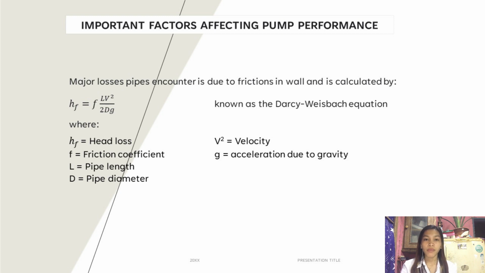Major losses pipes encounter is due to friction in the wall and is calculated by head loss equals the product of friction coefficient and pipe length times velocity squared, divided by the product of two, pipe diameter, and acceleration due to gravity, known as the Darcy-Weisbach equation. That is the end of our topic.